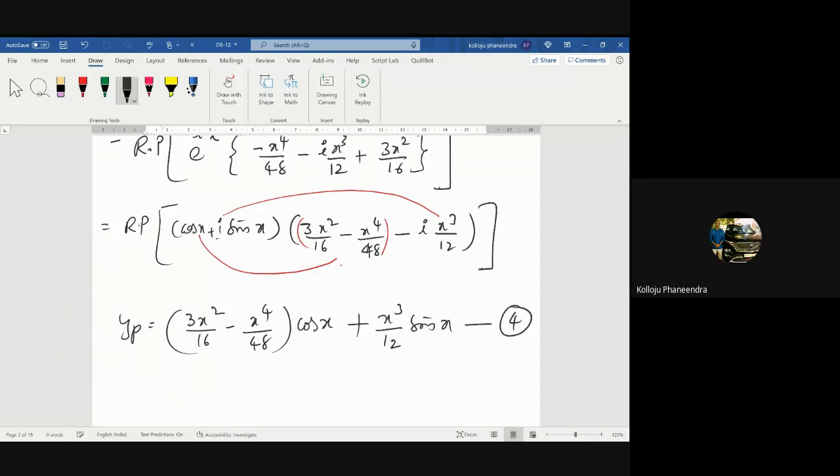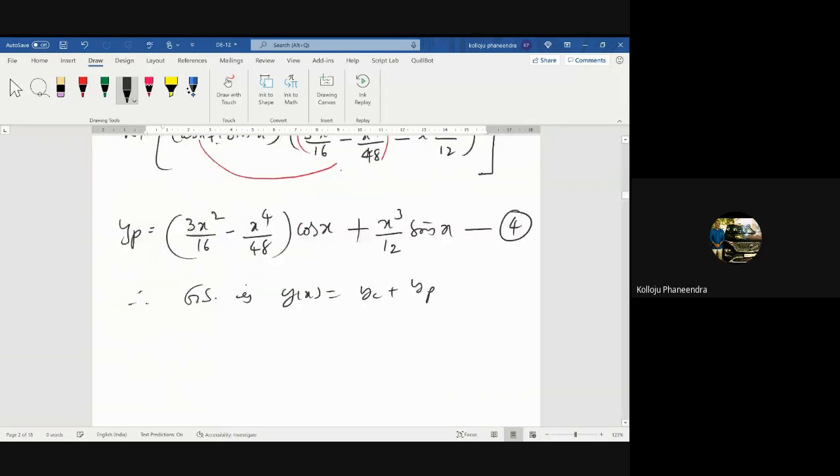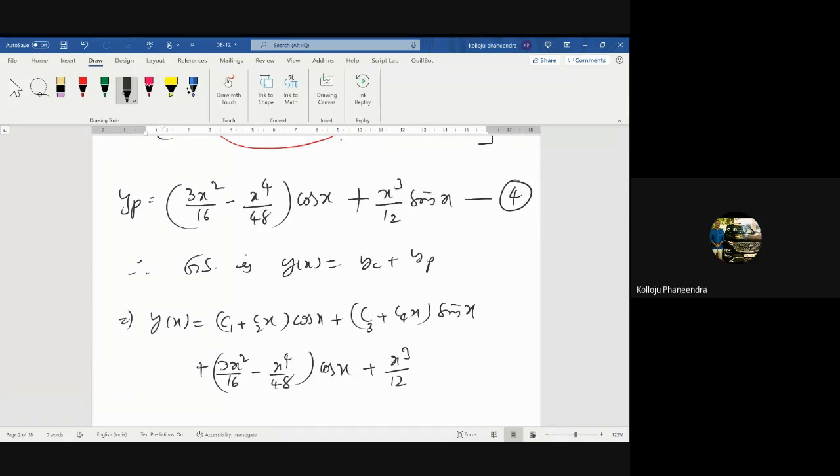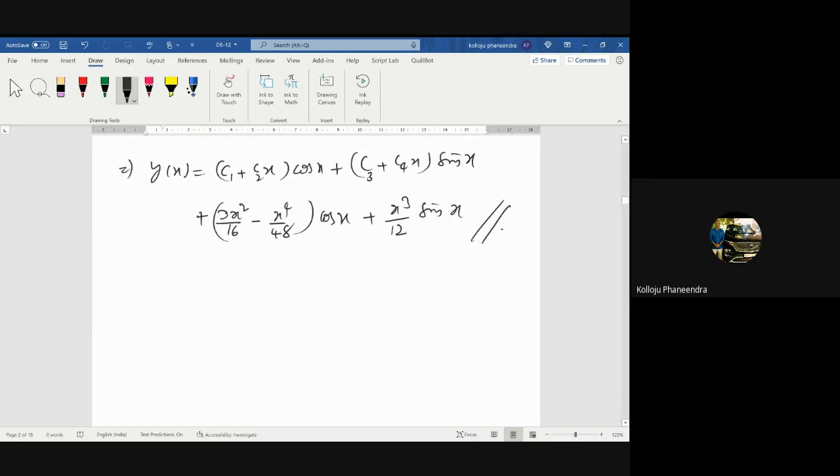This is equation 4. Therefore, the general solution, GS means general solution, is y of x equals yc plus yp. So what is y of x equal to? (C1 plus C2x) into cosine x plus (C3 plus C4x) into sin x plus (3x square by 16 minus x to the power of 4 by 48) into cosine x plus x cube by 12 into sin x. This is the answer. Any doubts? This is one model problem. Next question.